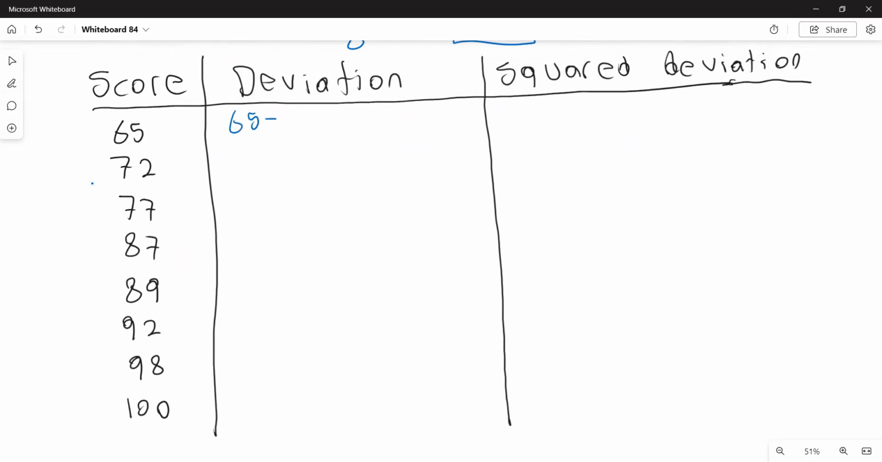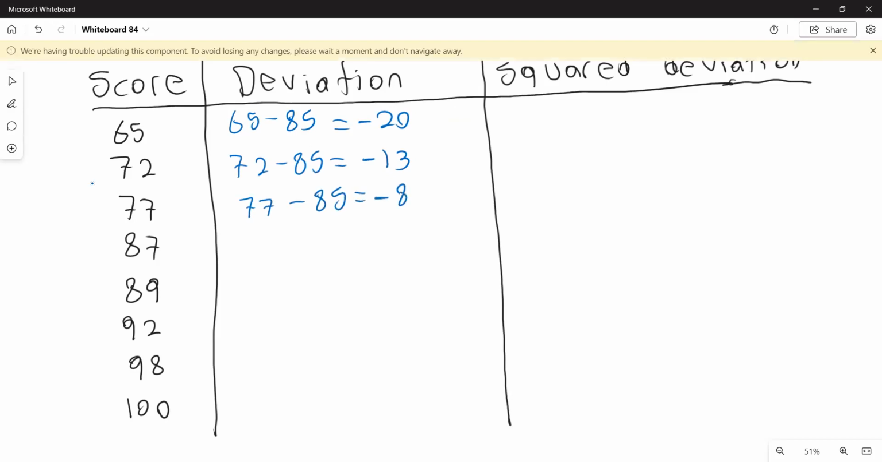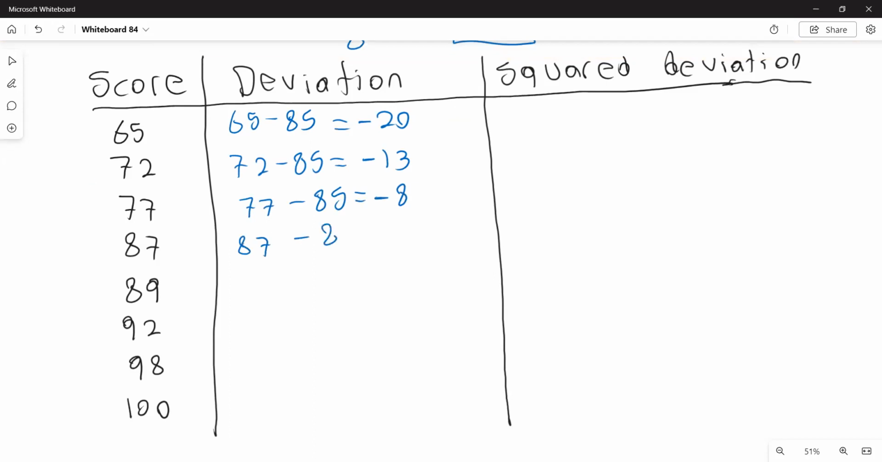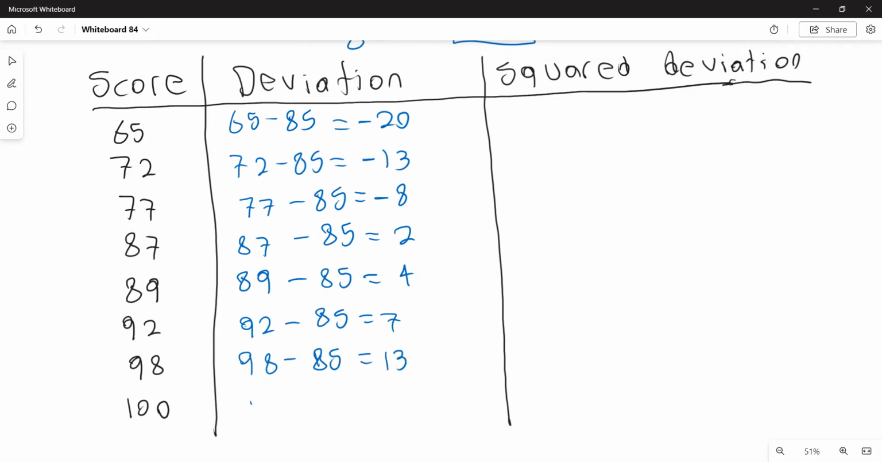So that's 65 minus 85, 72 minus 85, so that's negative 20, negative 13, negative 8, 2, 4. The next one is 7, 13, or yes, 13, and 15.